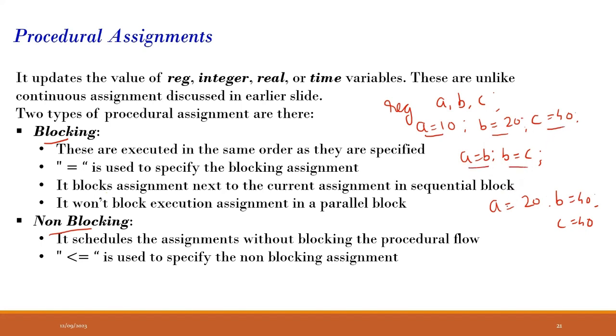But for the non-blocking assignment, suppose it was written A less than or equal to B, B less than or equal to C. When this code is run and it comes to this line of code, instantaneously in A the value of B will go, and in B the value of C will go. So A will be updated with the value 20, and B will be updated to the value 40.